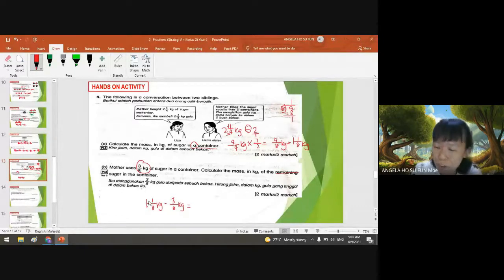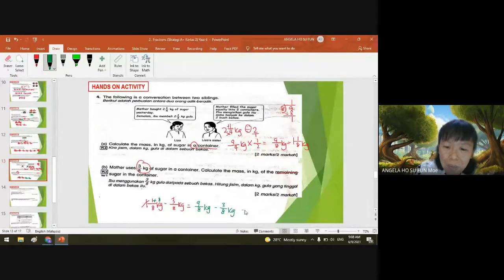So I have to regroup from 1 here. When I regroup, this will become 8/8. 1 is 8/8, plus the original 1/8, so you get 9/8 kg. Minus 3/8 kg. I was thinking maybe your answer is correct. 9 minus 3 is 6/8 kg. Yeah, your answer is correct.